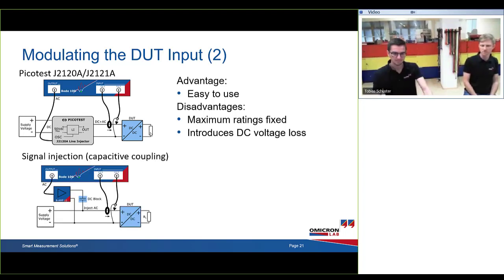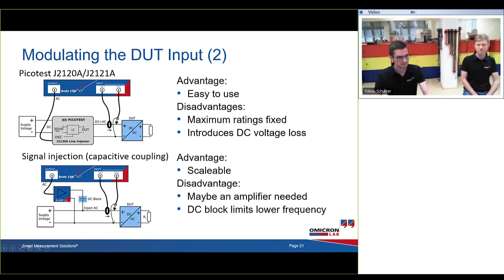For the signal injection, you can also do capacitive coupling. That's the same as for the output impedance measurement. There's the BM12, which is the amplifier. Then you have the DC block, and you capacitively couple the AC signal on top of your DC input voltage. You also need a current probe and voltage probe. The advantage is that this is scalable. So if you want to measure low frequencies, you can use a setup that is specifically made for small frequencies and, for example, small currents or small voltages. And you can scale it up and use it for higher voltages or higher currents, whatever you need. The disadvantage is you may need an amplifier, and you have to use a DC block, which limits the lower frequency, or actually it's hard to get a very big capacitor so that you can use it at small frequencies as well.